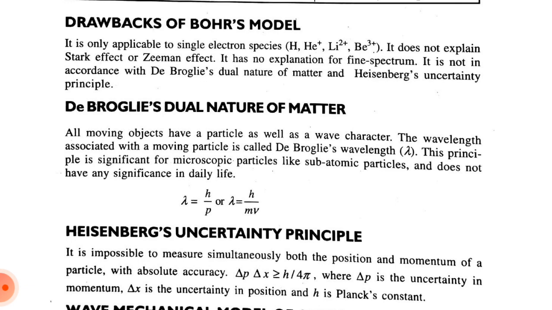De Broglie dual nature of matter. All moving objects have a particle as well as a wave character. The wavelength associated with the moving particle is called de Broglie wavelength λ. This principle is significant for microscopic particles like subatomic particles and has no significance in daily life. λ is equal to h upon p, or λ is equal to h upon mv.